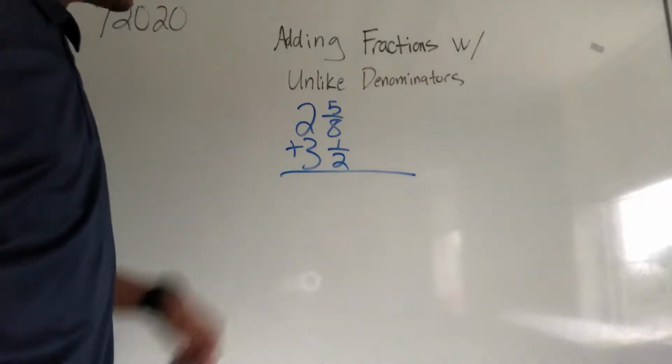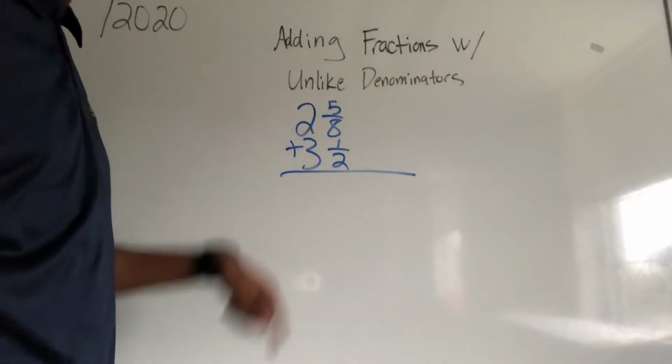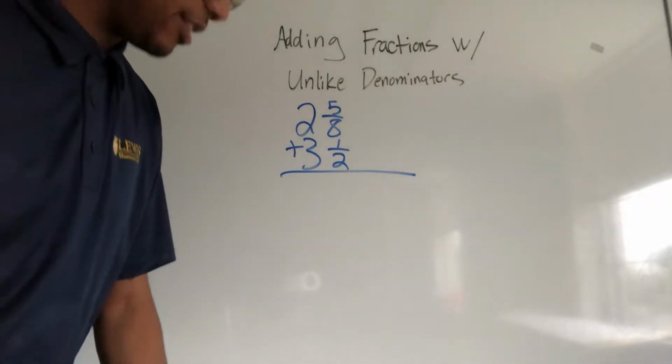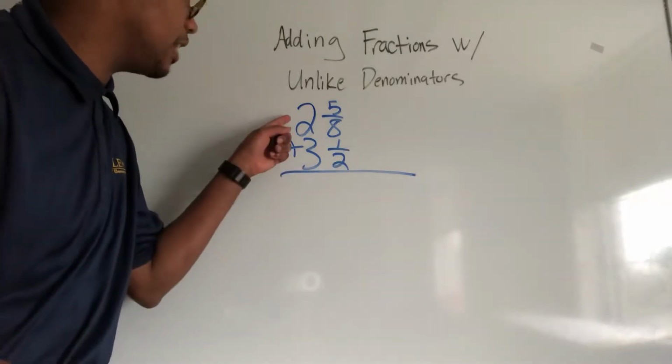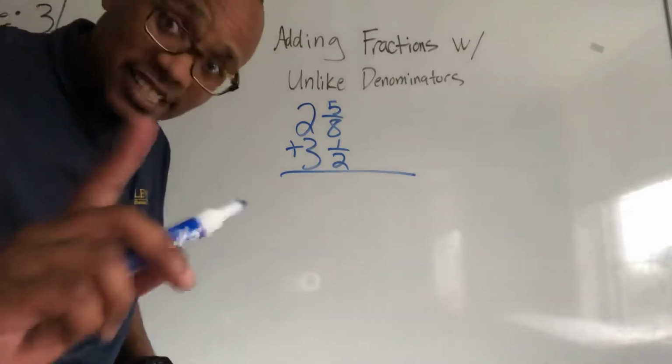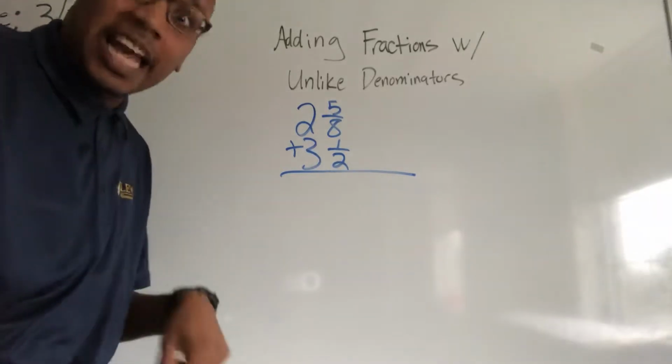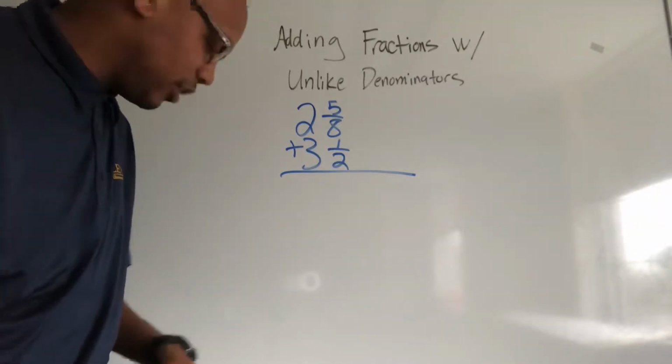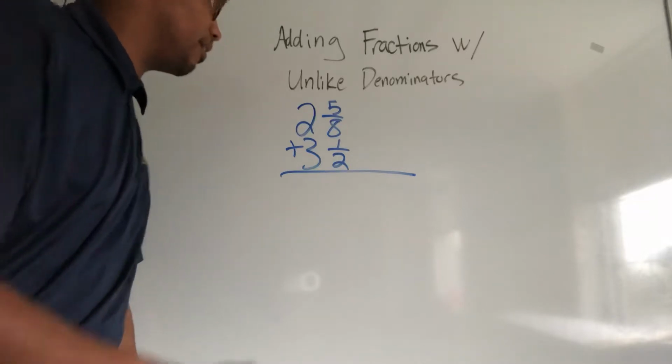What I noticed early on is I have 8s and halves. They are not the same size. Do not add and tell me that the answer is 5 and 6/10. That is not the answer. You don't have a common denominator yet. You haven't changed them to the same denominator.